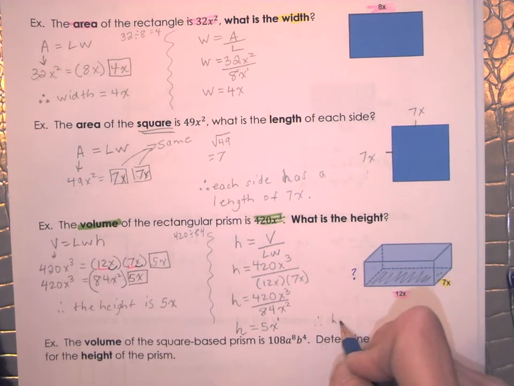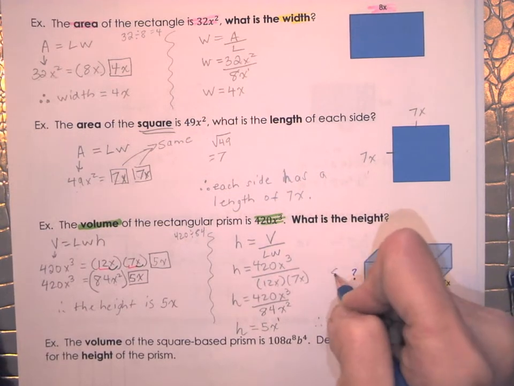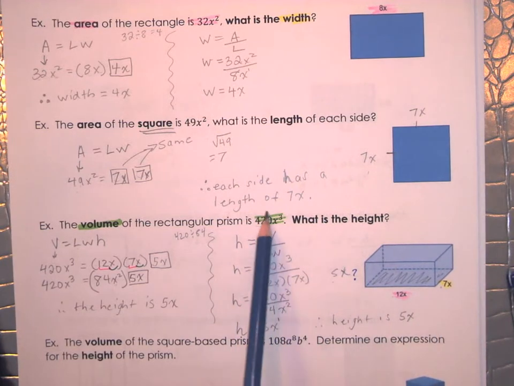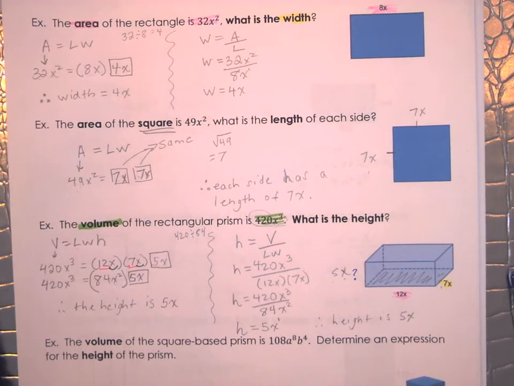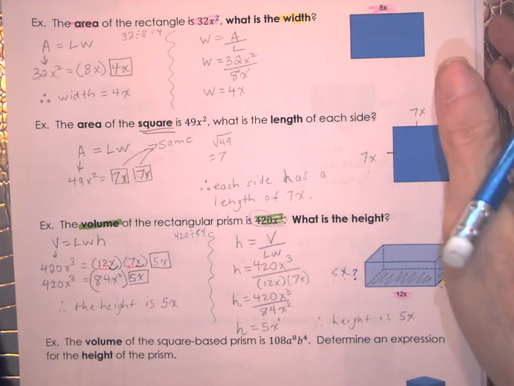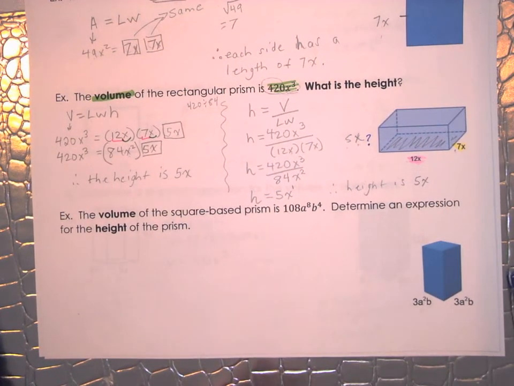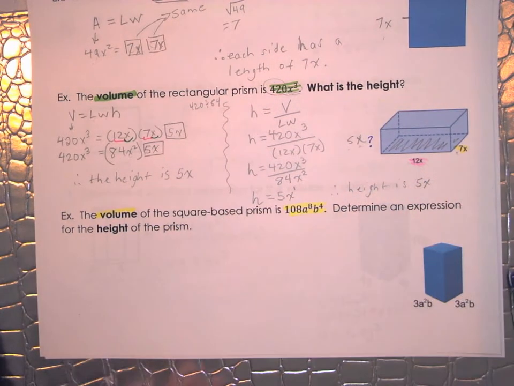So therefore height is 5x. And you could check your answer by multiplying. So you could see if 5 times 12 times 7 gave you 420, and x times x times x gives you x cubed. Okay? So there's two ways to get that one or think about that one. So the volume of the square-based prism is 108 a to the 8th, b to the 4th. So again, we're given the volume this time. Determine an expression for the height of the prism.